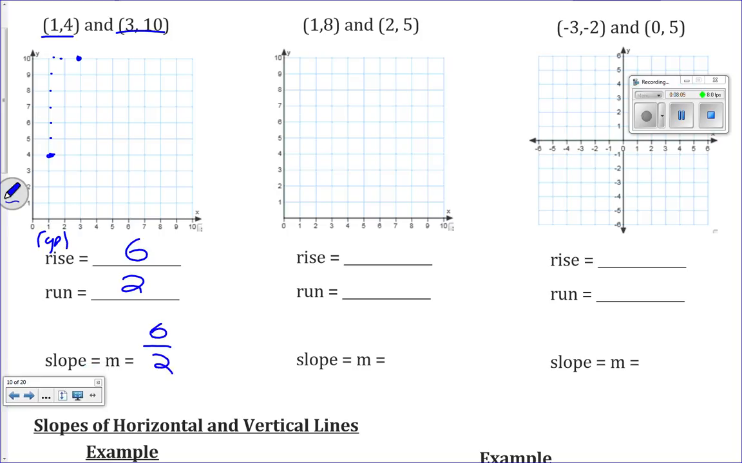Now we always reduce our fractions. 6 divided by 2 is 3. Please make sure we're filling this in as we go. This will help you a lot later, guys. Okay. So the slope of that line, or the m, we're going to come back to that later, is 3.